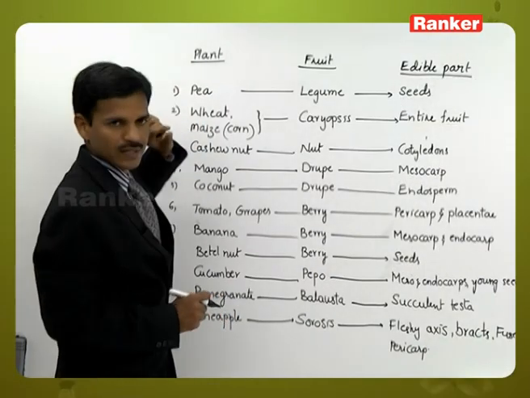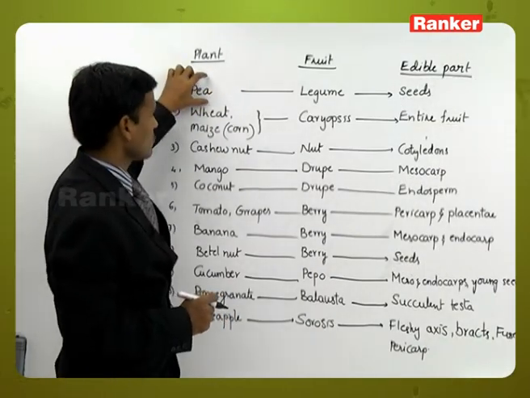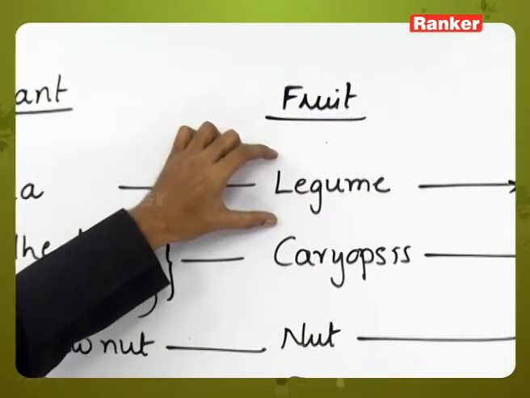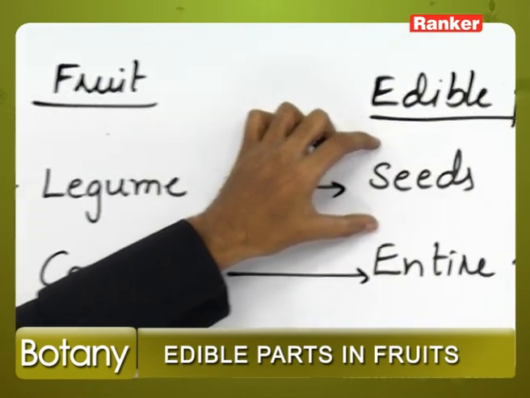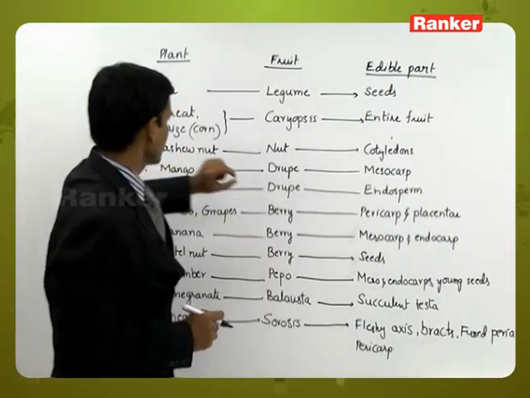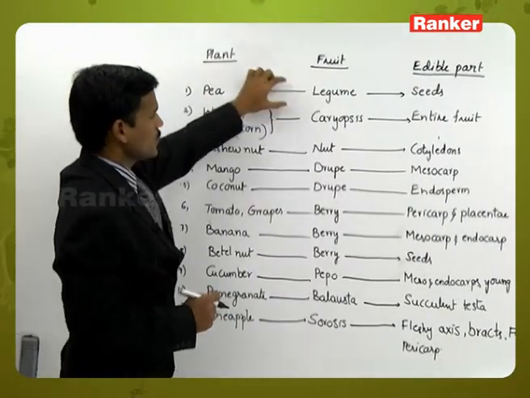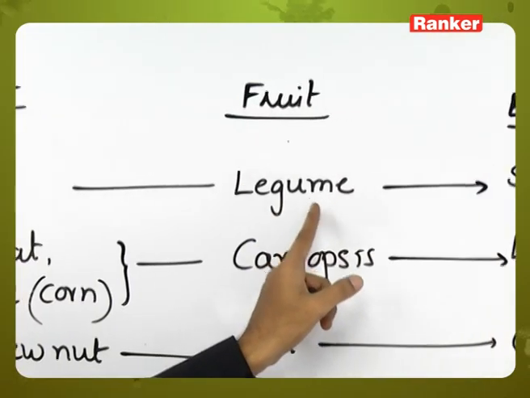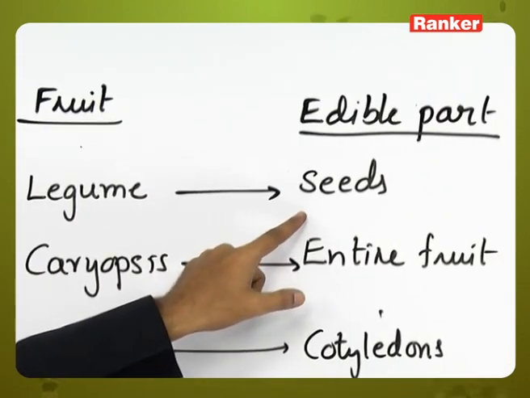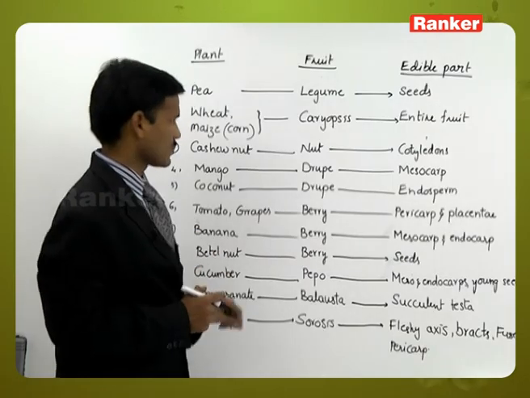In the pea plant or in pulses, mainly in all Fabaceae members, the type of fruit is legume. So the edible parts are seeds. And in the legume fruits, sometimes the total fruit is also edible. In some legume fruits the seeds are edible, sometimes the total fruit is also edible.